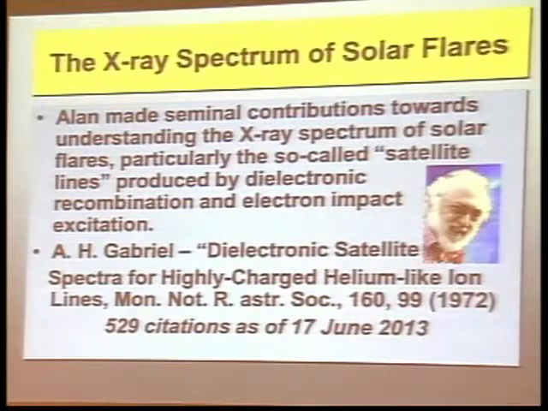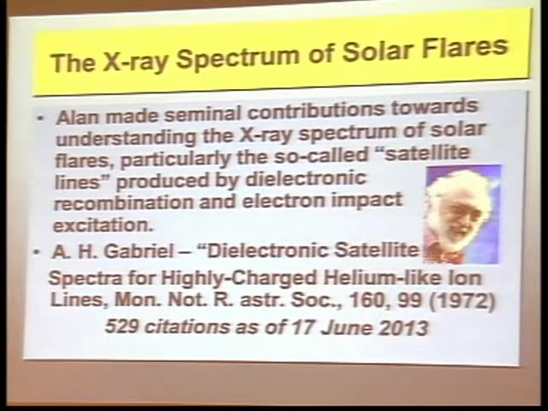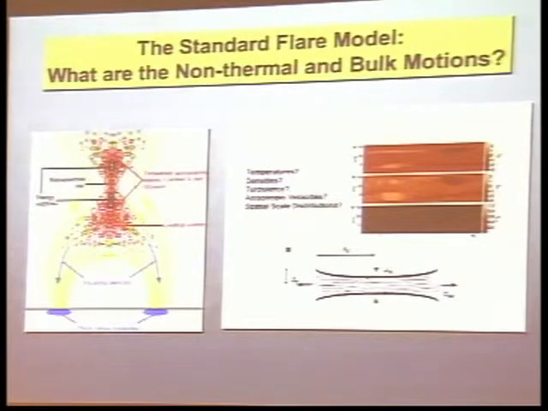There were several papers published, but the key paper wound up being published in 1972, and as of a few days ago it had 529 citations, which is a lot of citations, and it shows the value of this work. The X-ray spectrum of the sun is really important in solar flares and trying to understand solar flares.